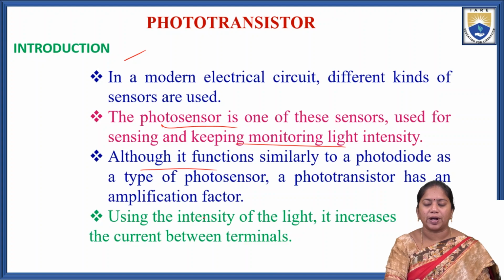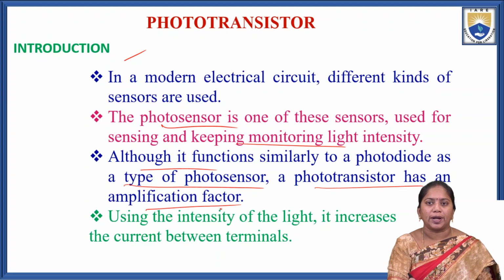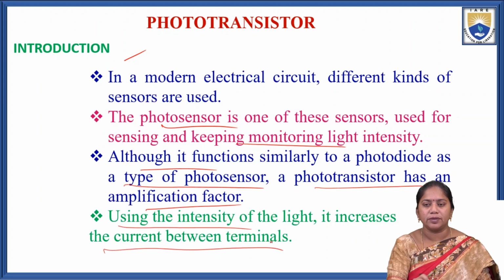Although it functions similarly to the photodiode as a type of photosensor, a phototransistor has an amplification factor. Using the intensity of the light, it increases the current between the terminals.